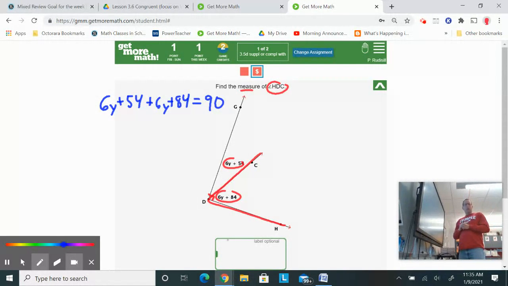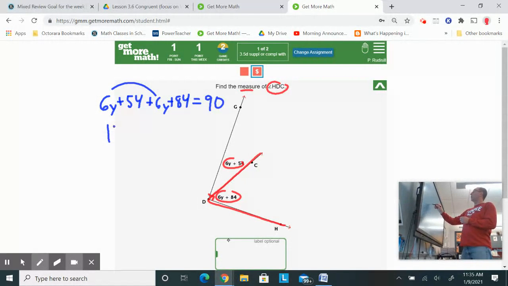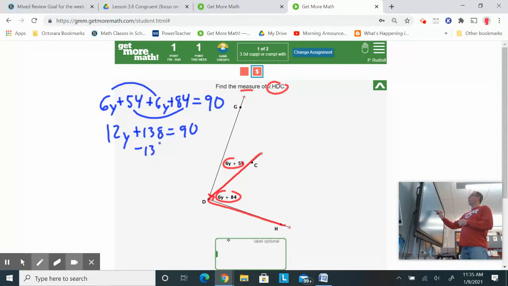All right, so there's our equation. Combine the like terms, 12y. Combine the numbers together, it'll be 138. Now, it just so happens when I subtract 138, I do get a negative. We had a negative answer before in the first example in this video. It's not always going to happen. It's not always going to be negatives.